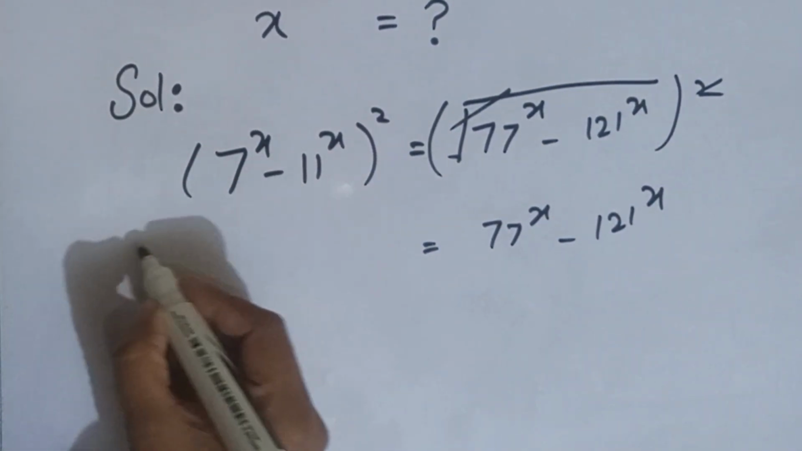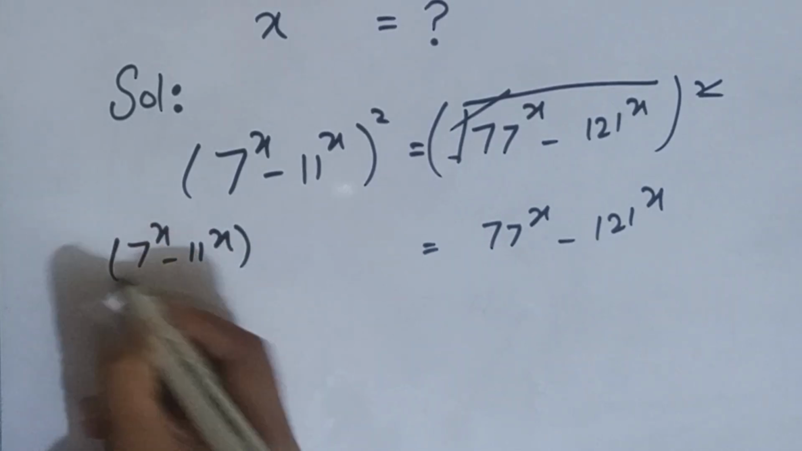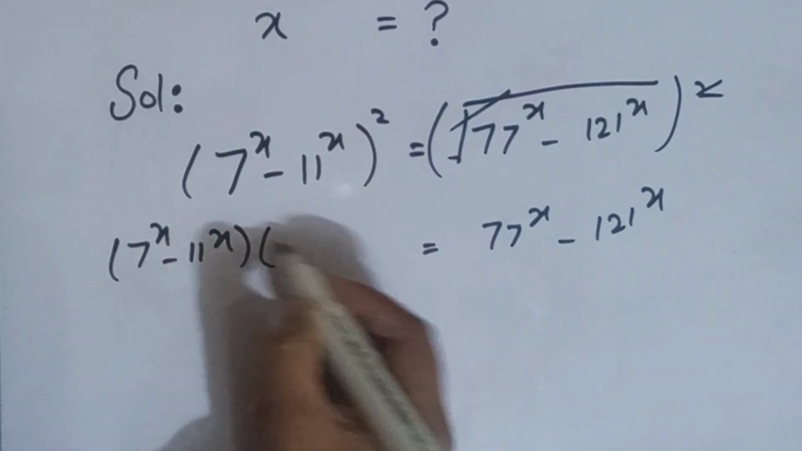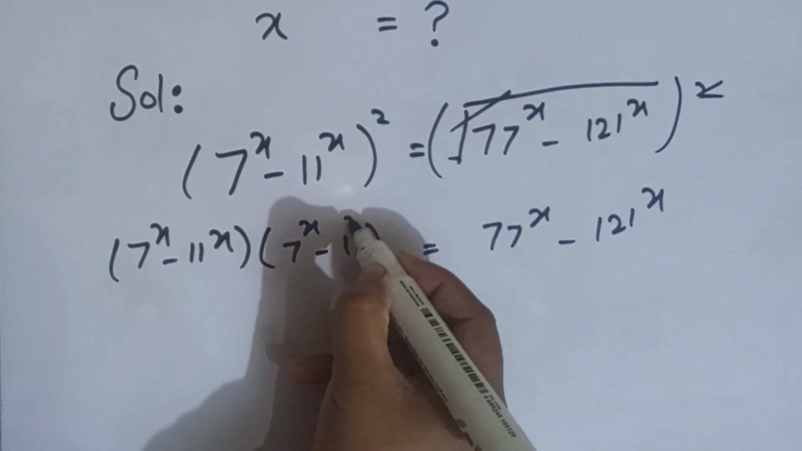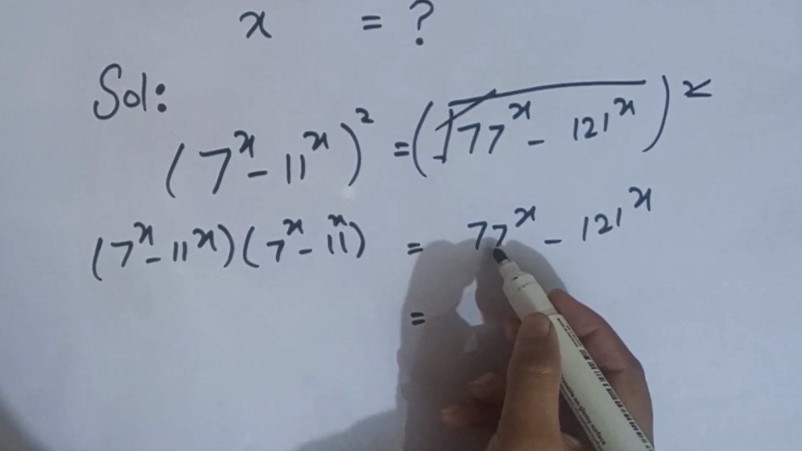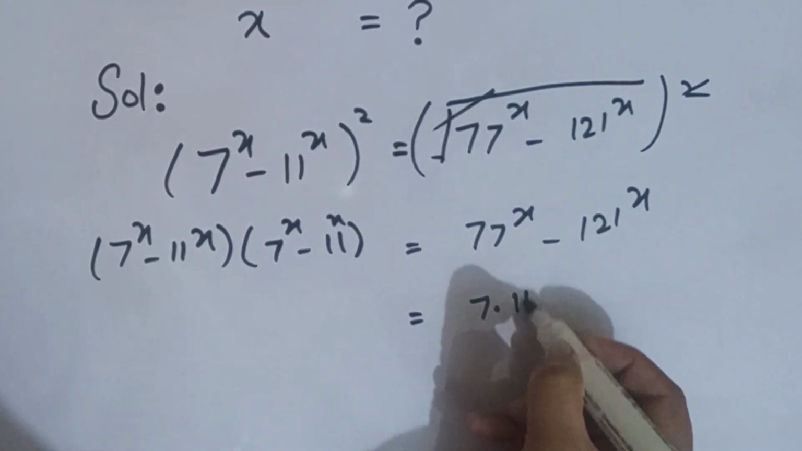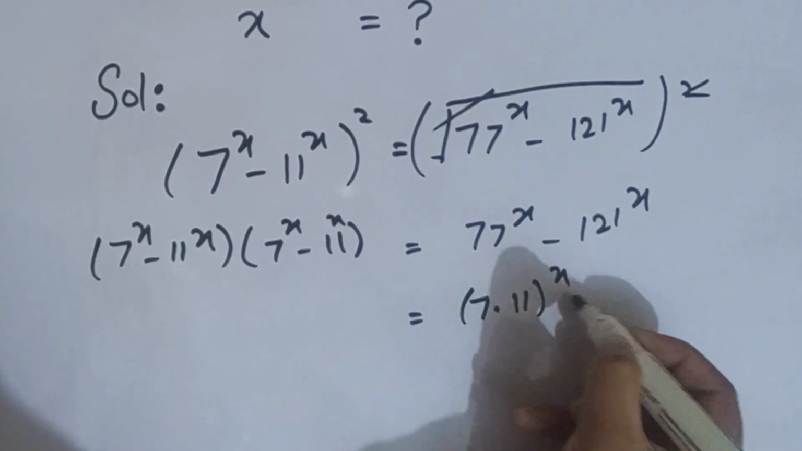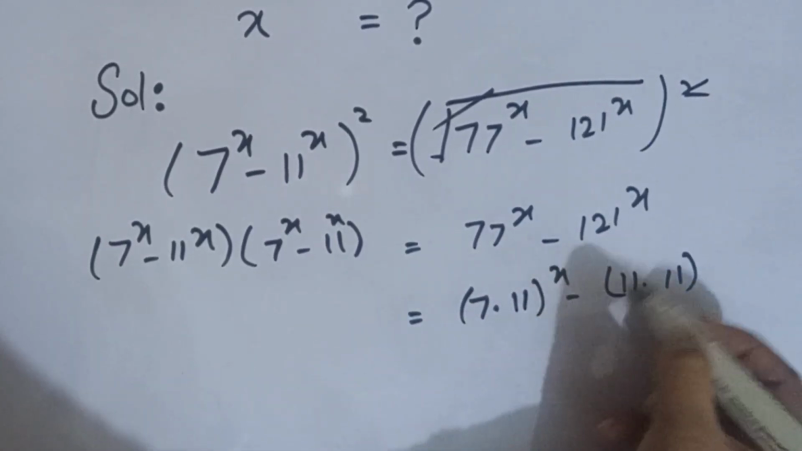And we write the left side as (7^x − 11^x) multiplied by (7^x − 11^x), since it is a square. In the next step, look at this. This is our 77, so we write it as (7 × 11)^x, and we write this as (11 × 11)^x.